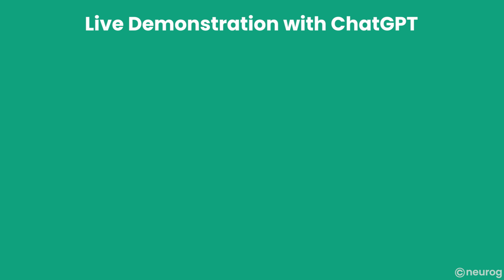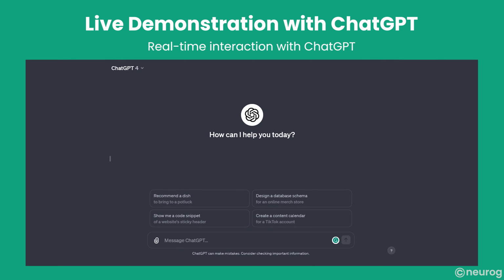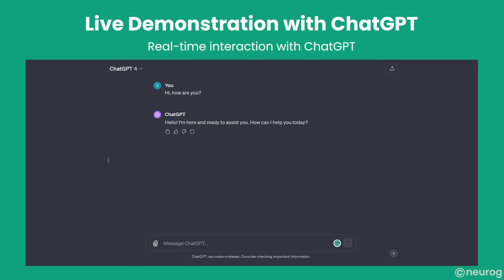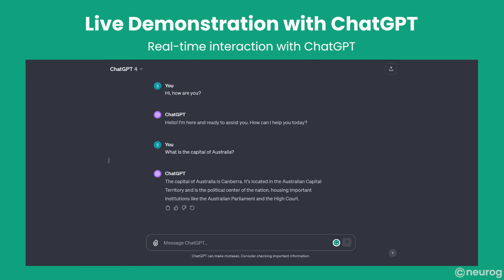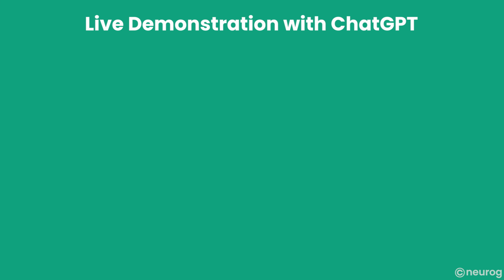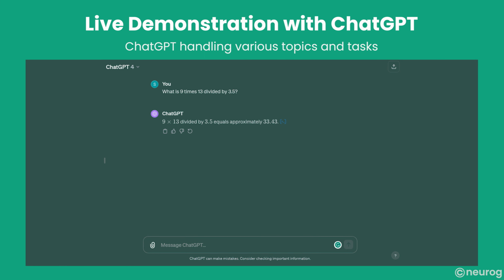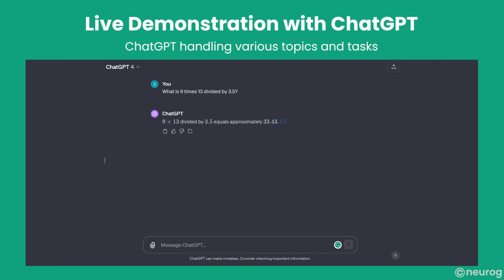Now, let's begin our live demonstration. As you can see on the screen, we are interacting with ChatGPT. I'll start by typing in a prompt or a question, and we'll observe how ChatGPT processes and responds to it. Notice how ChatGPT analyzes the input and generates a response that's relevant and coherent. Let's try a few different scenarios to showcase its range, from answering questions to creative writing and problem solving.